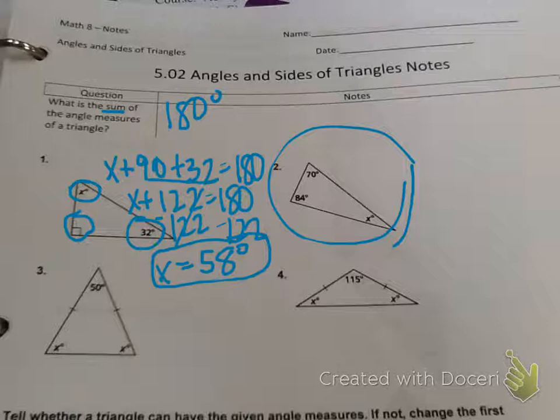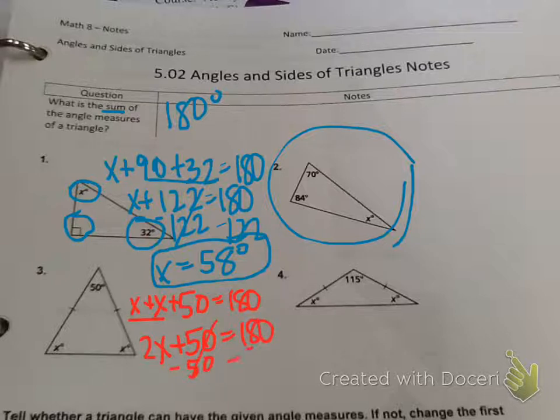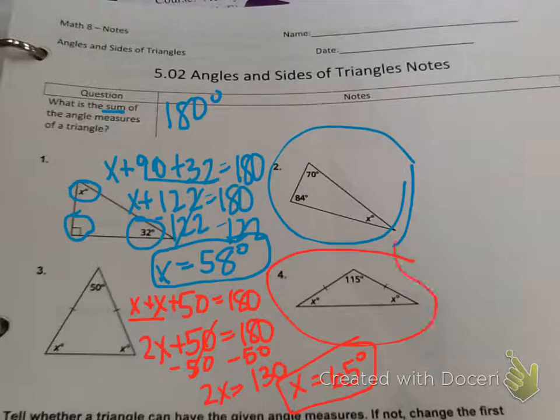On number 3, we know that the sum of the angles is 180, so x plus x plus 50 equals 180. X plus x makes 2x plus 50 equals 180. So I subtract 50 from both sides. 2x equals 130, and x then equals 65 degrees. I'm going to have you do number 4 for homework.